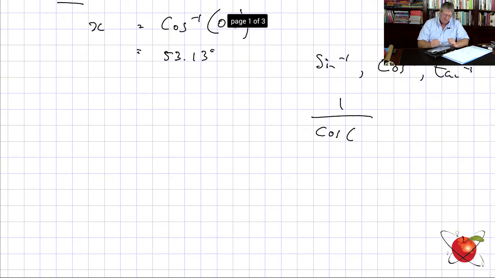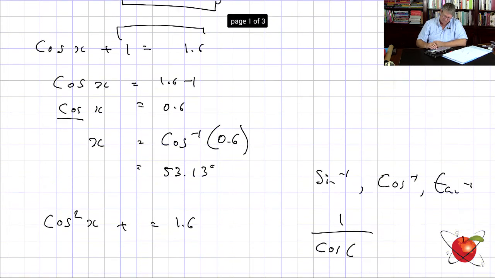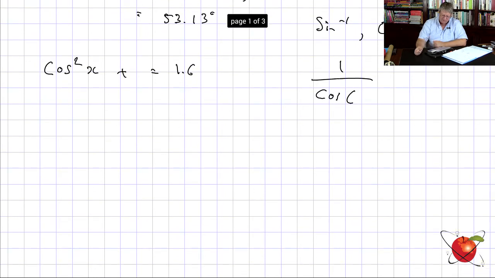Okay? Well, let's do another example of this. I'm going to do one here, cos x squared. Oh no, my bad. Cos squared x. We read that as cos squared x, right? Plus 1 equals 1.6. Okay, let me just check. Did I have a plus? Yeah, I did. Okay. What do I do now?